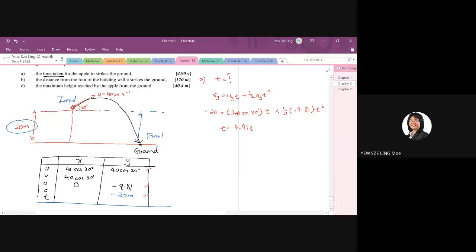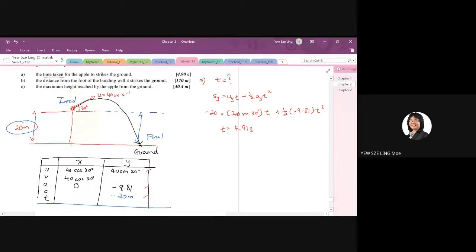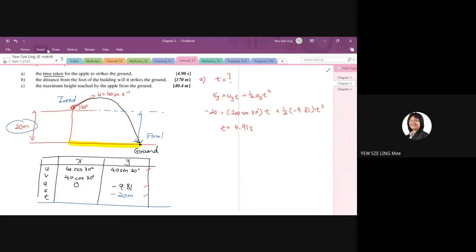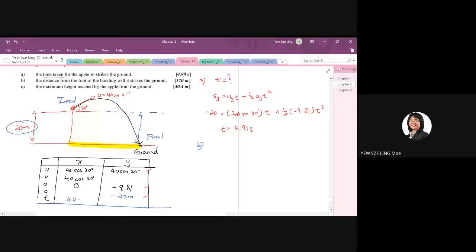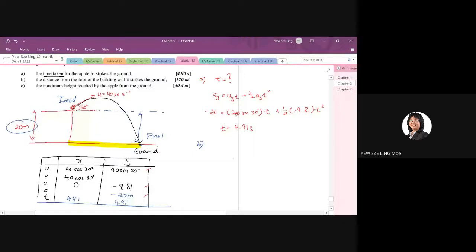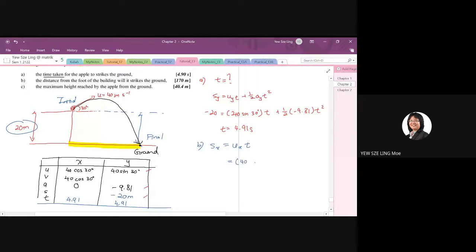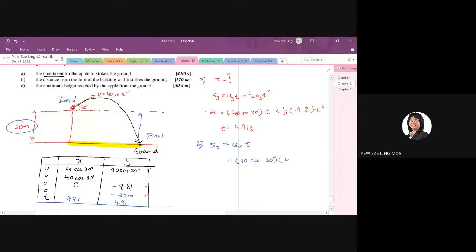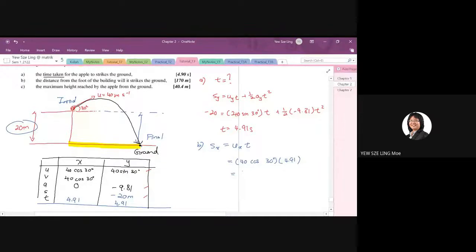Question B asks for the distance from the foot of the building until the point of impact, so it refers to Sx. Now you have t equals 4.91, which you can put in the table, and you have Ux. Therefore, we can calculate Sx. Sx equals Ux t, which is 40 cos 30 degree times 4.91, and therefore it equals 170 meter. That is your question B.